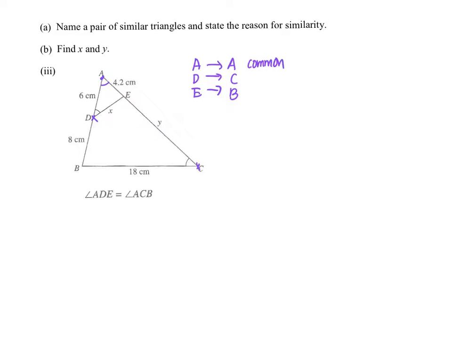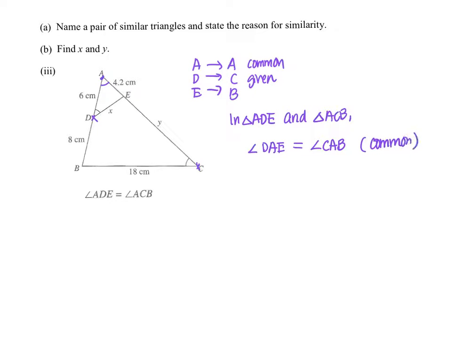And now D and C is given. So we're going to write our proof. How are you going to write your proof? In triangle ADE and triangle ACB, what are the angles that we can state? So the first one will probably be angle DAE equals, if it's DAE, then we will have CAB. And this reason is they overlap and it's a common angle.